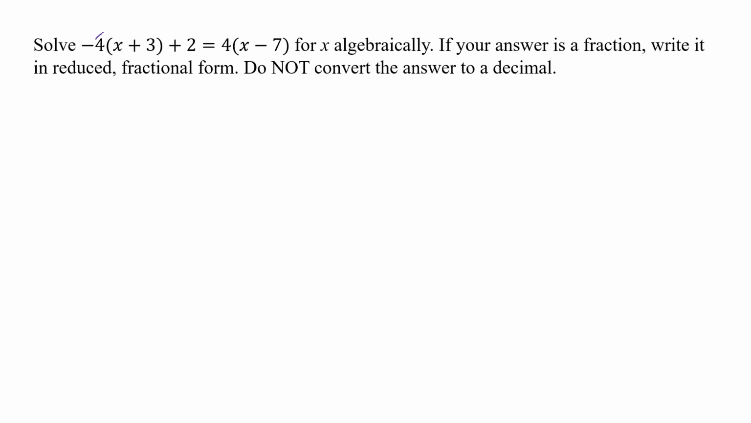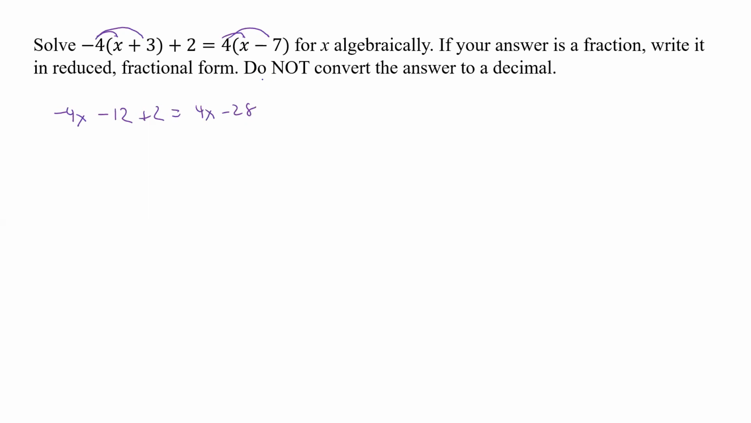Well, actually, let's go ahead and distribute here and distribute here and then write that below. So a negative 4 times x, negative 4x. Negative 4 times 3, negative 12, plus 2 equals 4x and then minus 28.